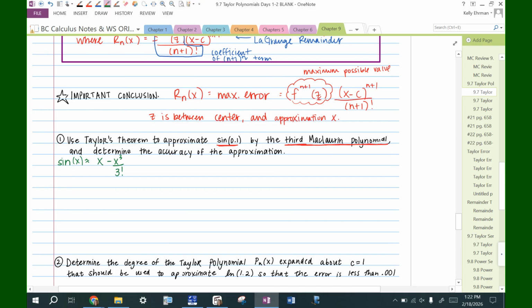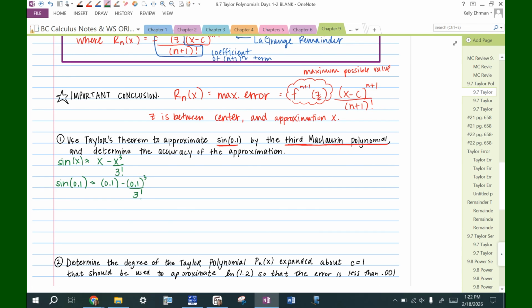And I want to determine the accuracy of the approximation. So the approximation is, okay, plug in 0.1. I'm not actually going to plug in 0.1, but you could on your calculator. You get some sort of number. It doesn't help us with the rest of this. So we get an approximation for this. I know this is off. The question is, how far off is it? And what's the maximum possible error?